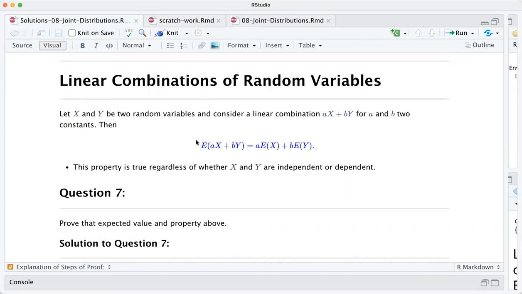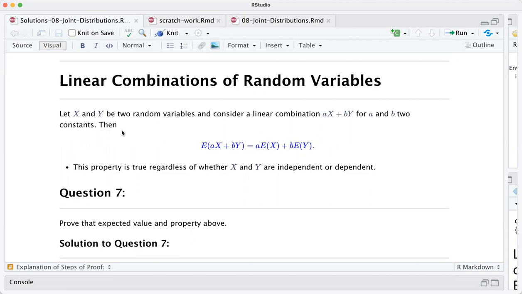Then we've got this property that says the expected value of a times x plus b times random variable y is going to equal a times the expected value of x plus b times the expected value of y. And note that this is a property which holds for any two random variables, x and y, whether they are independent or dependent random variables. So let's take a look at why this property holds.